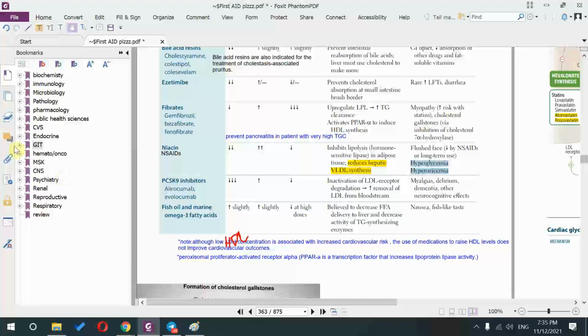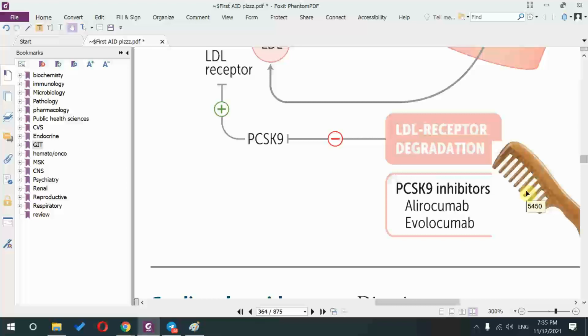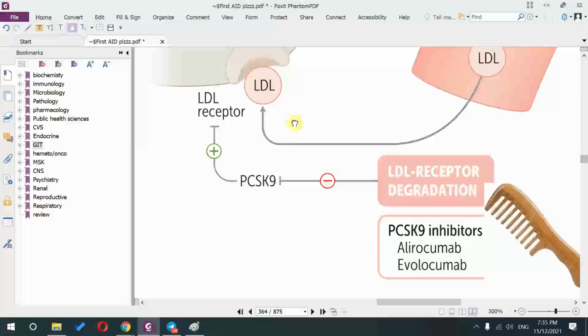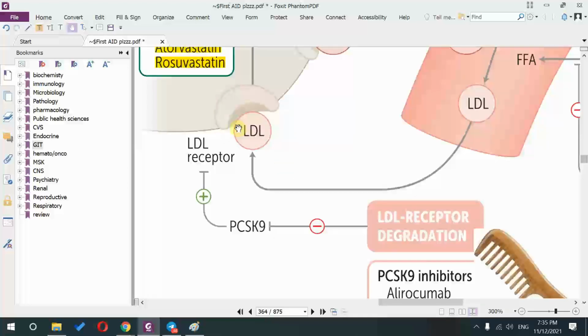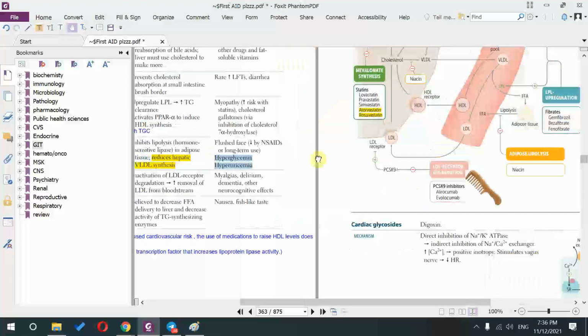PCSK9. Okay, this one, the PCSK9. Yes. Okay, the PCSK9, let's speak about it then. So the PCSK9 inhibitors, what are they? So, guys, there are these killers. Okay, and here we go. So we have something called LDL receptors here. Okay. So I thought you were okay. You confused me, man. Okay, last one.